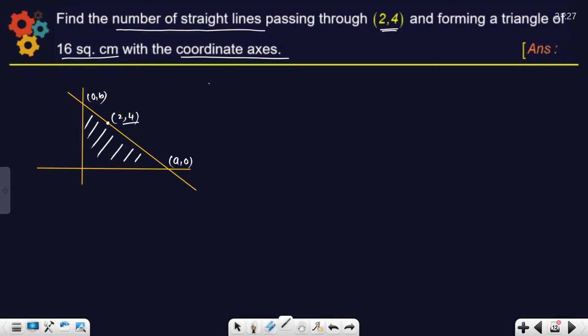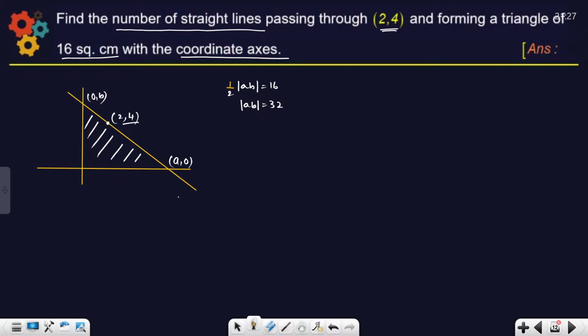So, the area of the triangle given is 16 square centimeter. That is half of AB, which is basically 16. Half into base into height is the area of the triangle. So mod of AB is basically 32. Clear?